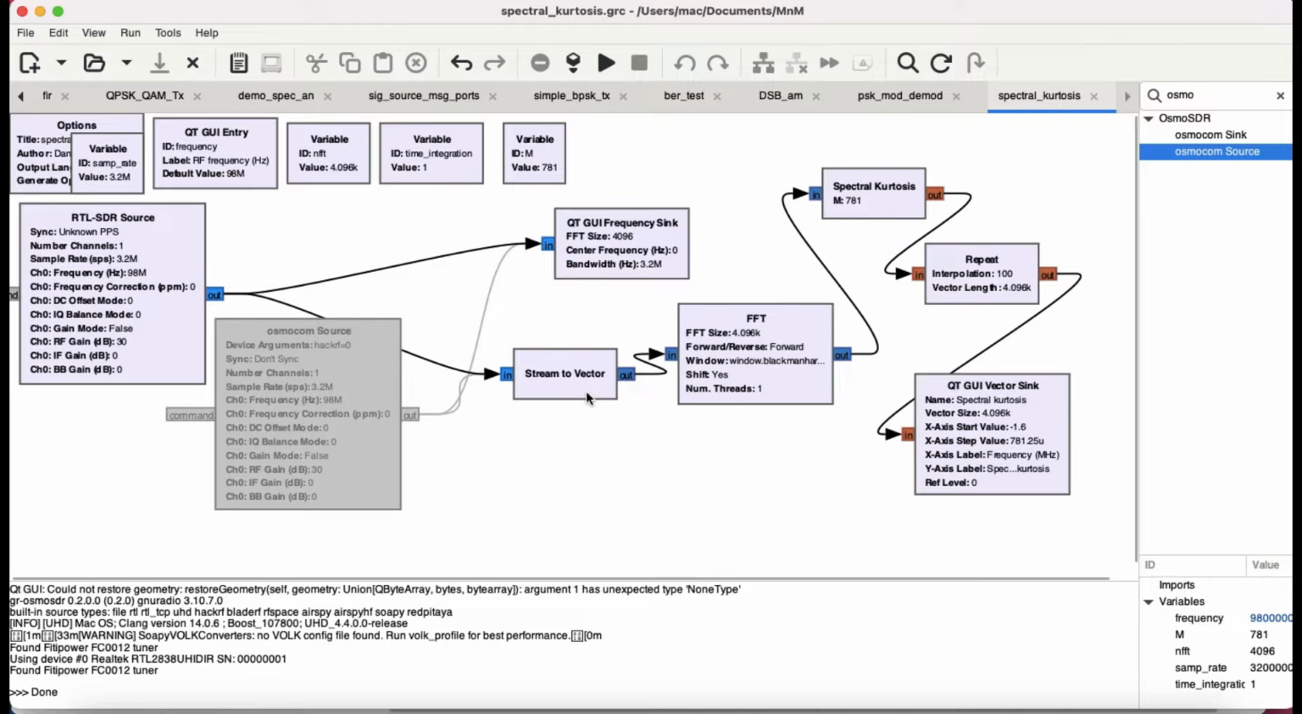Then it's going to a stream to vector block, then to an FFT. Why? Because I have to take the FFT of the signals, and then it's going to a block which is a Python block known as spectral kurtosis. And we're repeating these symbols at an interpolation of 100. And then we're looking at it in terms of a GUI, a vector GUI sink. Let me explain what's going on. Why do I need an FFT block?